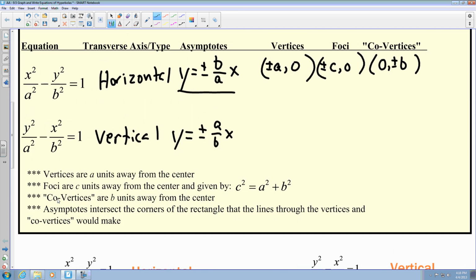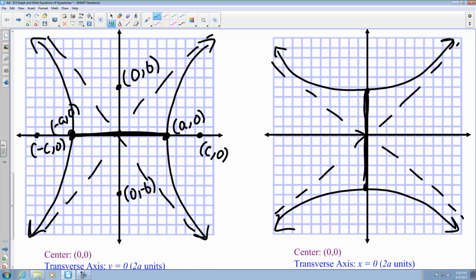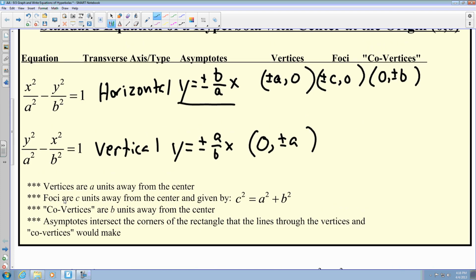Next thing we have is our vertices. Here they were at plus or minus a comma 0, so it's just the opposite. It's going to be 0 comma plus or minus a. And then when we draw them on here, it's going to be 0 comma a, and this one's going to be 0 comma negative a. Our foci will be located here and here. Again, it's going to be 0 comma c, and this one's going to be 0 comma negative c. So I'll just write that in, 0 comma plus or minus c.